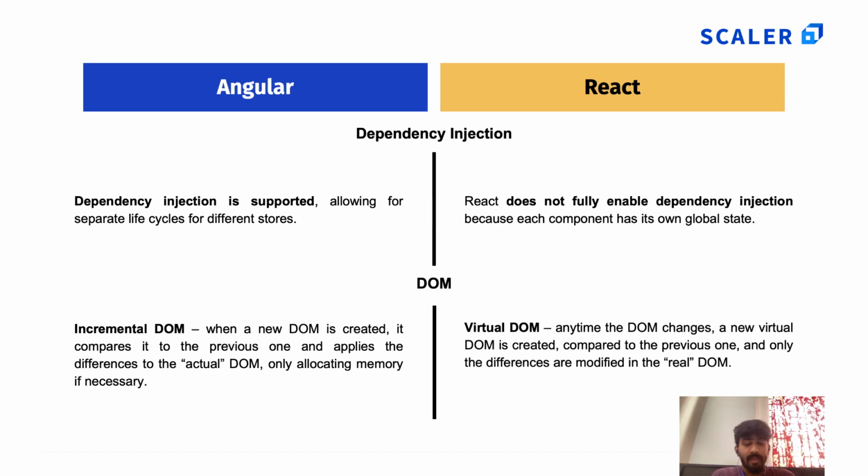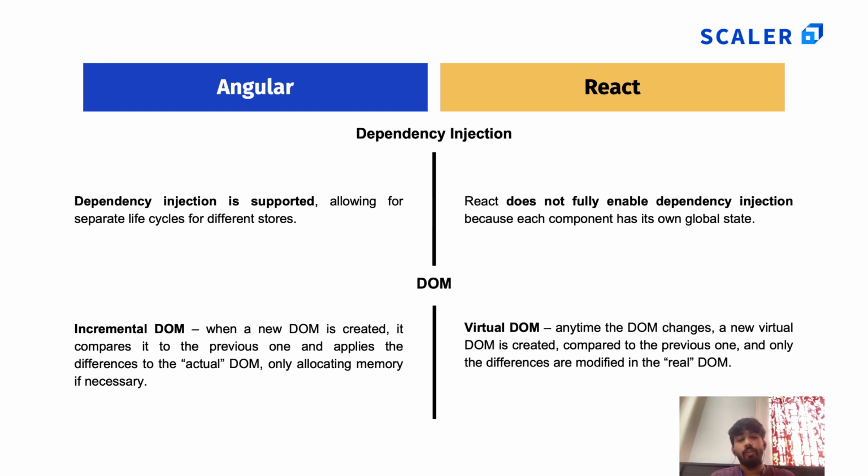So with incremental DOM, when you create another one, it again checks with the previous one and just allocates memory for the new part. If it's even smaller than that, then it wouldn't. So that's basically incremental DOM. And in virtual DOM, anytime the DOM changes, a new virtual DOM is created and compared to the previous one, and only the differences are modified in the real DOM.